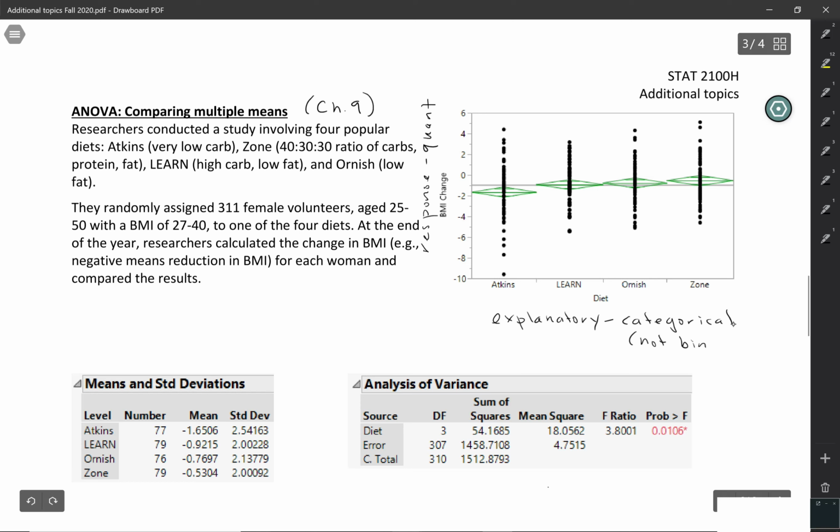So in Chapter 6, we saw that you can use a 2-sample t-test when you have a quantitative response and a binary explanatory variable, but a 2-sample t-test only works for 2 groups. So if you have more than 2 groups that you want to compare, that's when you would use an ANOVA.